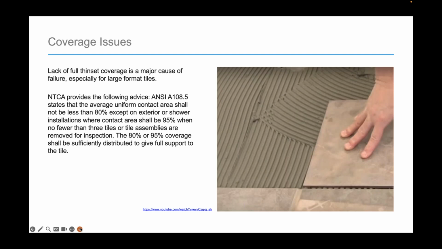Lack of full thin set coverage is a major cause of failure, especially for large format tiles. NTCA provides the following advice. ANSI A108.5 states that the average uniform contact area shall be no less than 80%, except on exterior or shower installations where contact area should be 95%, when no fewer than three tiles or tile assemblies are removed for inspection. The 80% or 95% coverage shall be sufficiently distributed to give full support to the tile. And our picture on the right is not showing directional troweling, so it's showing what not to do. We should always do directional troweling so we can collapse our ridges.